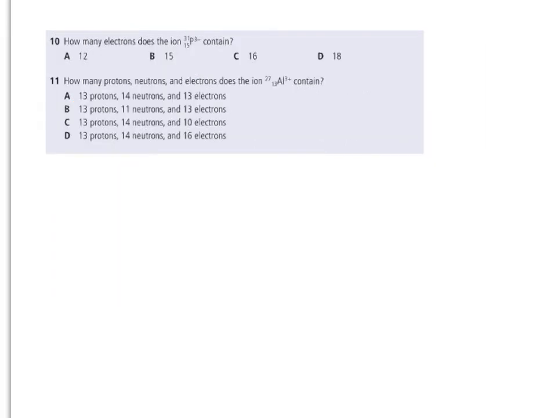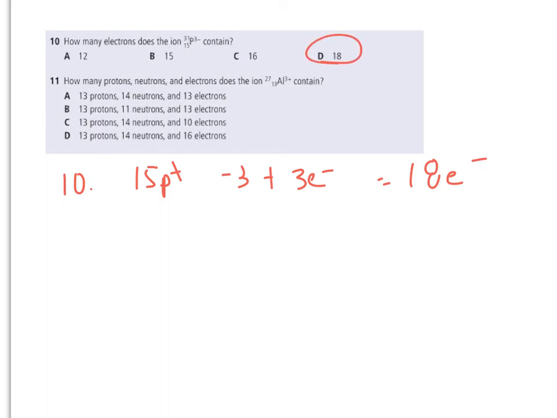Number 10 asks, how many electrons does the ion 31-15 P3- contain? Well, the 15 tells me how many protons it has. The -3 tells me it's gained 3 electrons. So normally it would have 15 electrons to match the protons, so we must be talking 18 electrons. So that would fit with D.